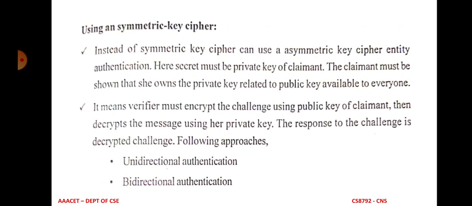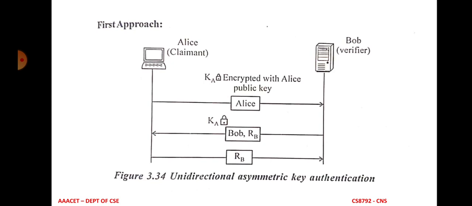We already saw this in the symmetric key cipher. So the first approach is the same concept here. Here Alice initially sends a message to Bob. Bob sends the information with the nonce value that was generated by Bob, RB, but it was encrypted with the key value of Alice only.